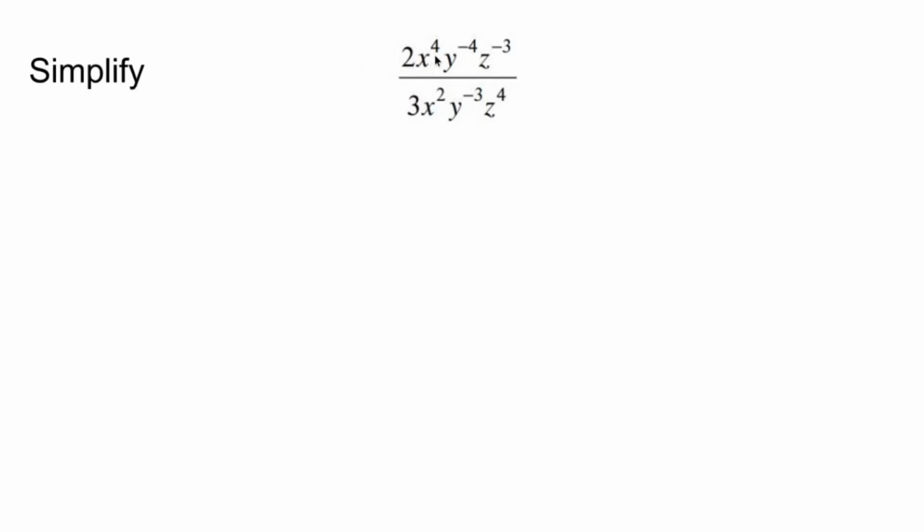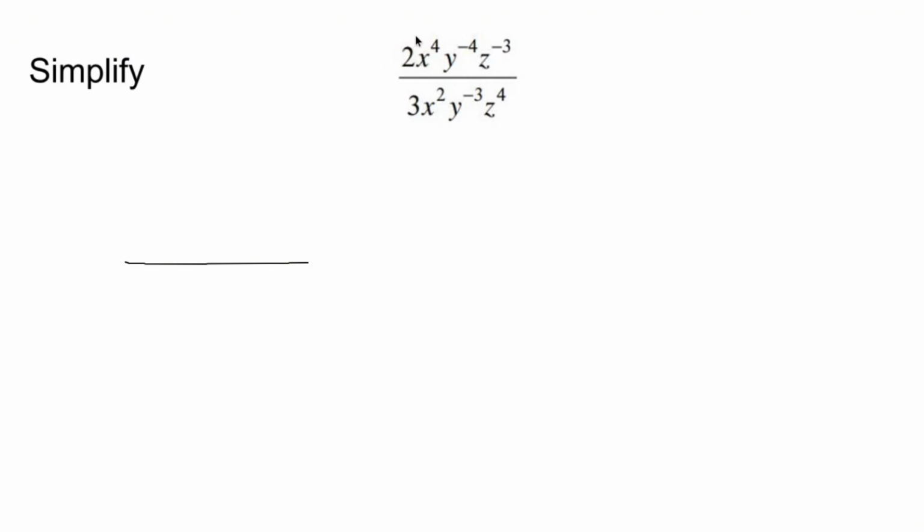Simplify 2x to the 4th, y to the negative 4, z to the negative 3rd, all over 3x squared, y to the negative third, z to the fourth. All right, big fraction bar. Whenever you see positive and negative exponents in fraction bars, the first thing you're going to think is, all right, I have 1, 2, 3, 4, 5, 6, 7, 8 items. Which of them move and which of them stay?